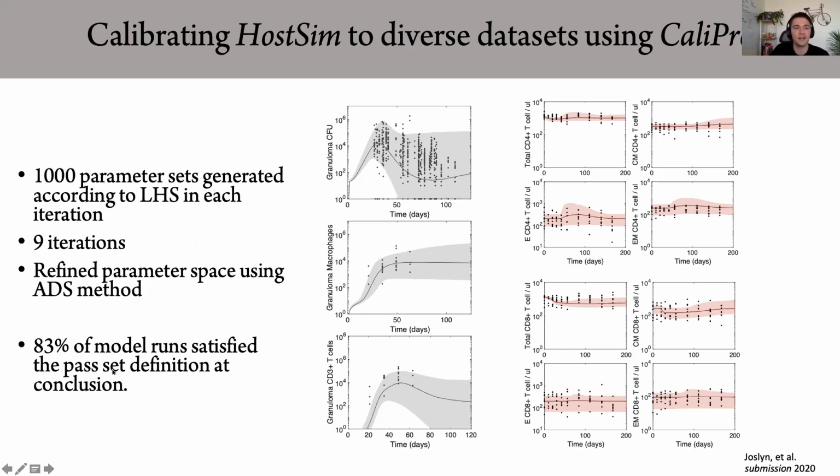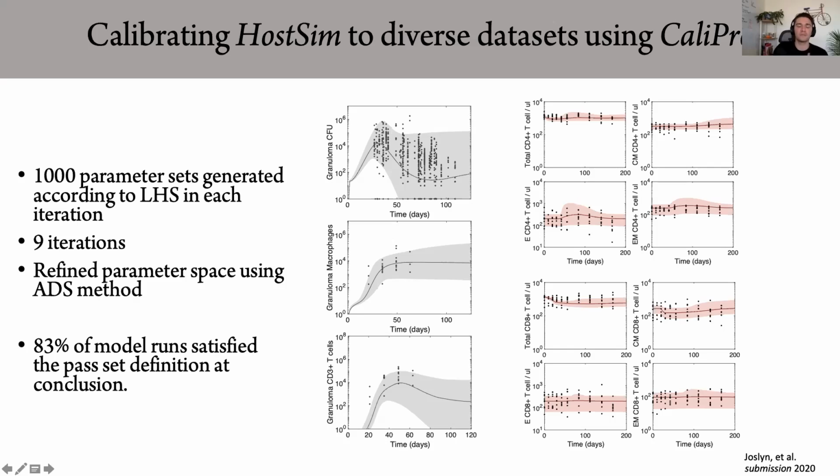At termination, we had stated that we were totally fine if only 75% of the model runs had fit within our evaluation points that we had specified, but we actually ended up with 83% of the model runs satisfy the pass set definition upon calibration.